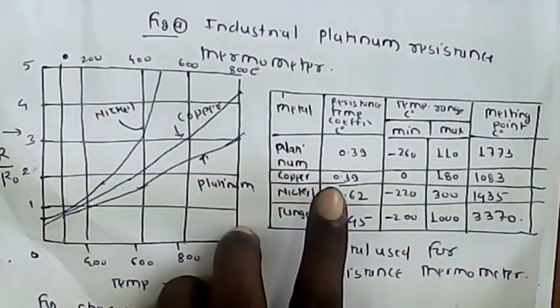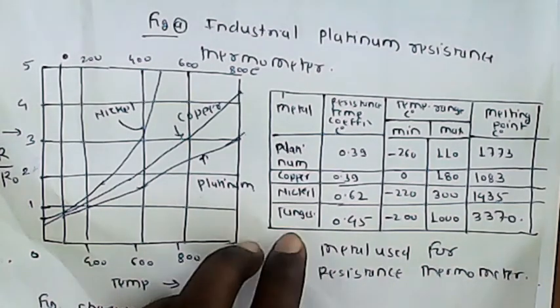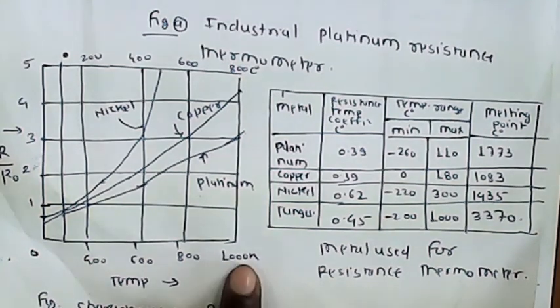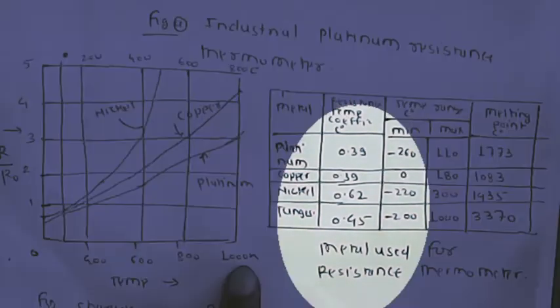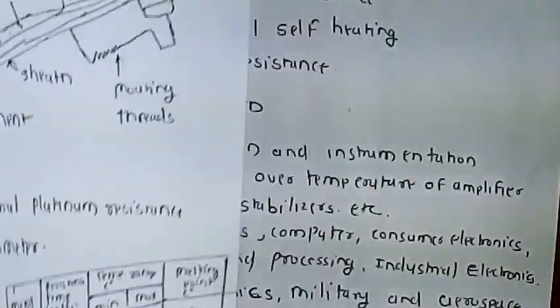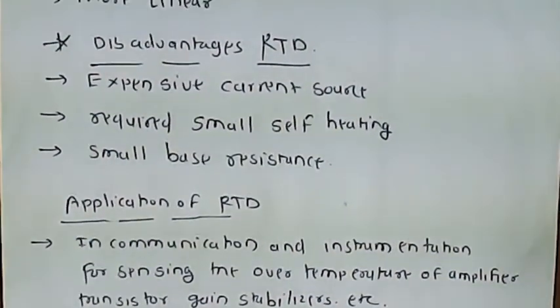For example, for platinum, the resistance coefficient is 0.39, the minimum operating temperature in degrees Celsius is minus 260, the maximum is 120 degrees Celsius, and the melting point is 1773. Similarly for copper, nickel and tungsten, which are shown in the table. So this table is helpful in choosing which type of material will be useful for the construction of the RTD according to the application.